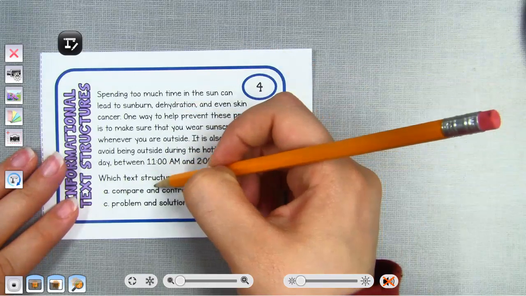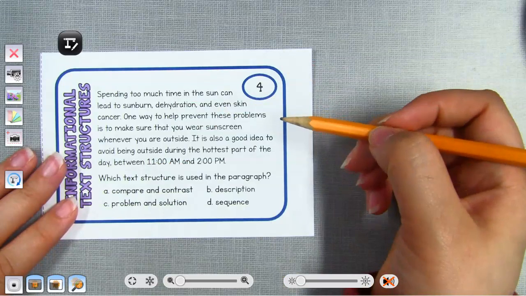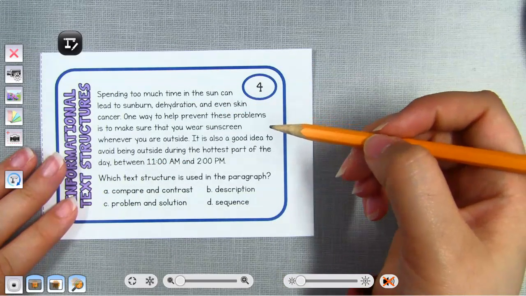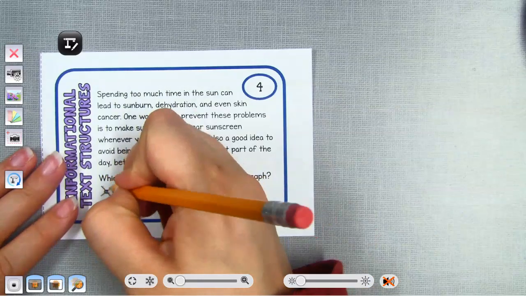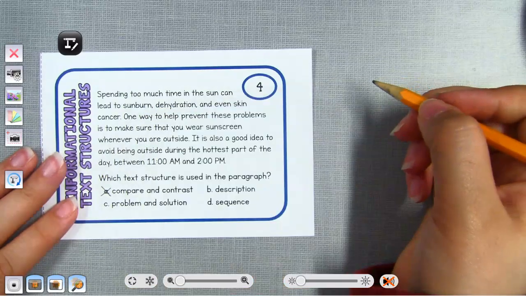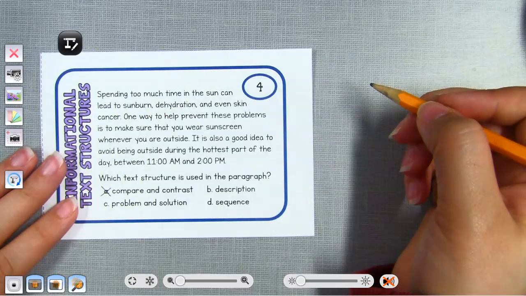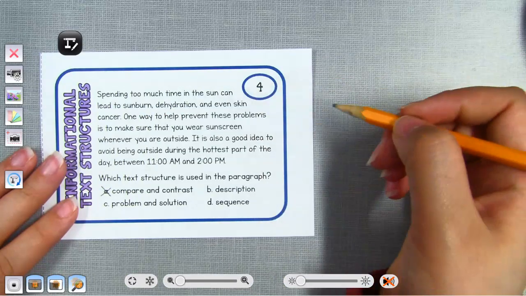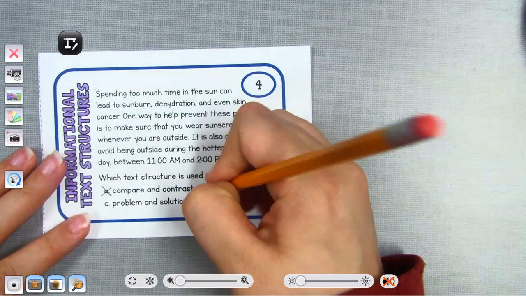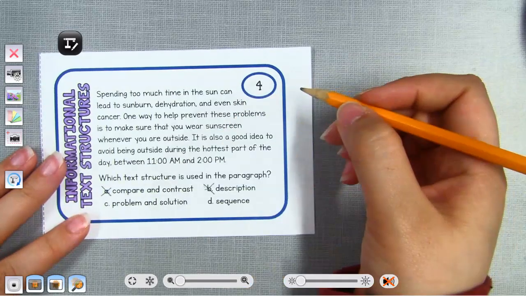Compare and contrast. Are we comparing two different topics or two different things? No. Description. Are we describing something? Is this giving us details and descriptions about a topic? No. Problem solution. Do we have a problem?